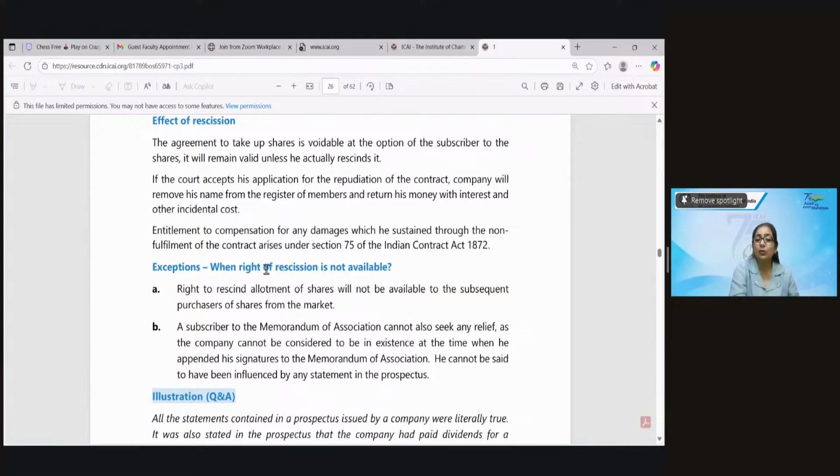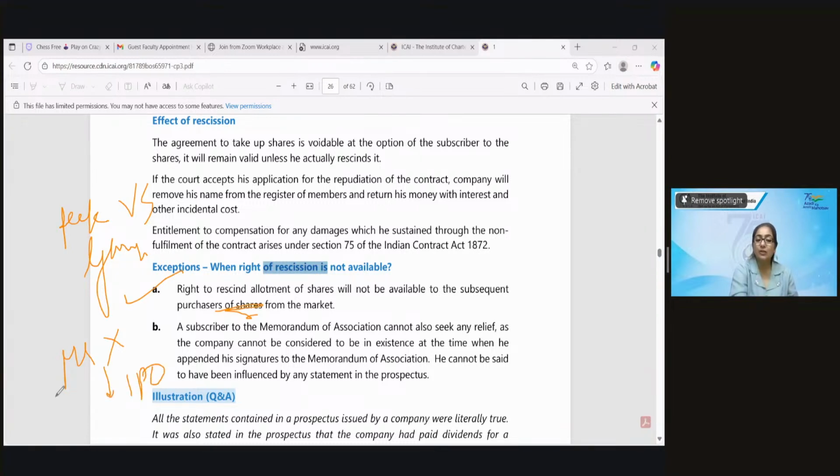But when is the right to rescission not available? When you cannot end the contract? It will not be available to the subsequent purchasers of the shares from the market. Now, this is very, very interesting. There is a leading case law, Peek versus Gurney. What happened in this case law was, there was Mr. X who purchased the shares when ABC Limited came up with an IPO.